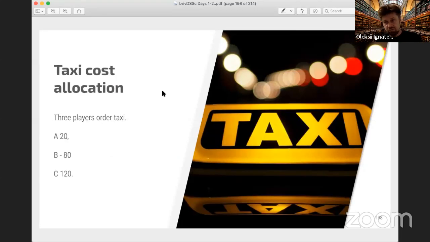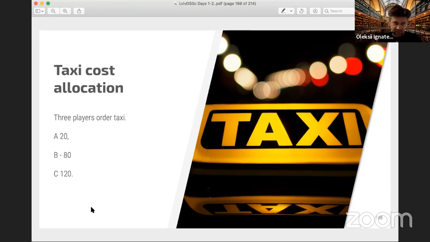Another useful example of the Shapley value is, for example, we have a taxi and we want to allocate cost. Three friends, three players, order a taxi, and the first player needs a ride for $20, the second for $80, and the third for $120. And if they ride together, they pay only $120. And there is $100 extra. This extra is actually the pie that is created by their cooperation.